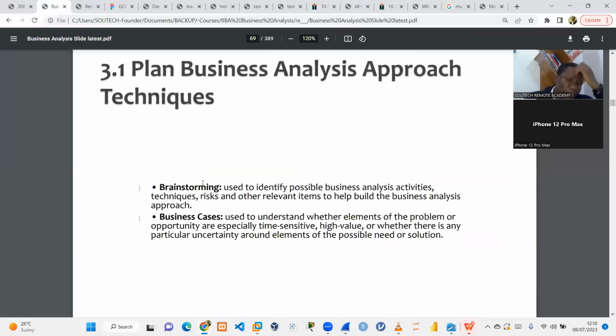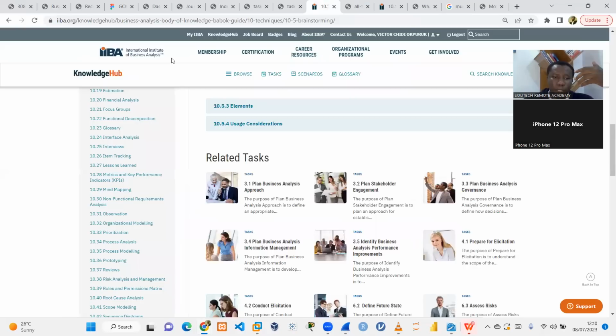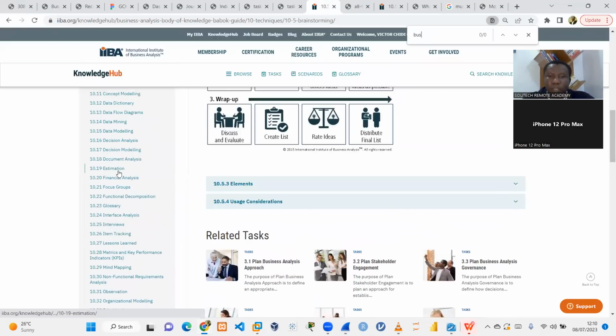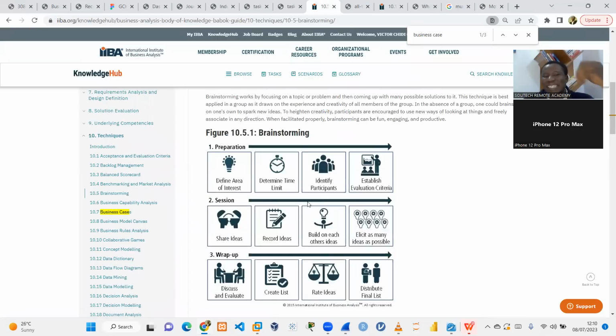So you have brainstorming, you have business case. So business case is what are we trying to do? What are we trying to solve? Business case is just like a document that tells at a very high level what we're trying to solve, how we're going to solve it, and what solution we're going to deploy. Business case is a technique.